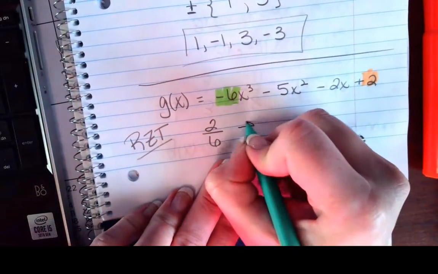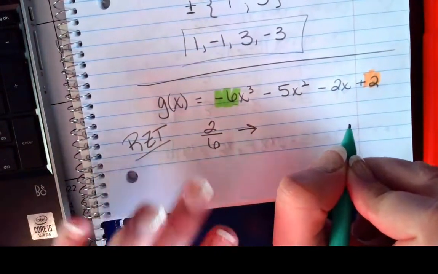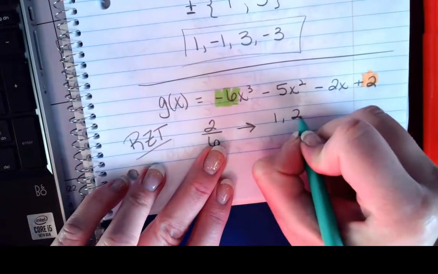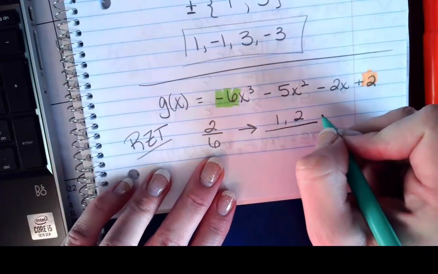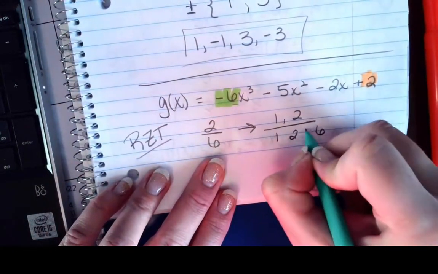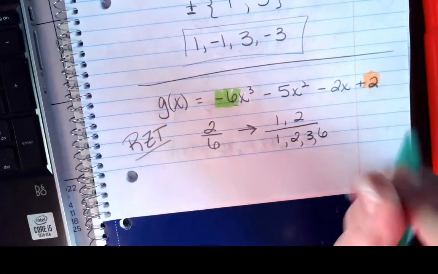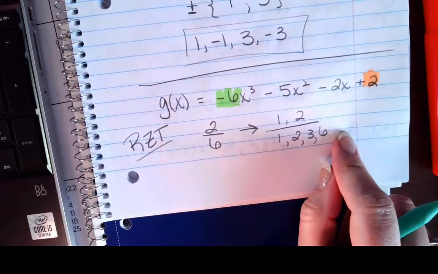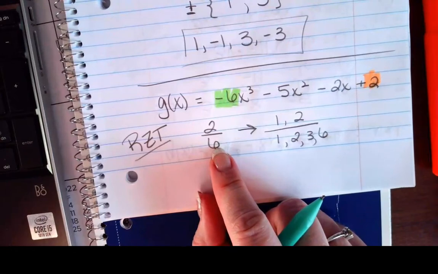So I need to find out all the numbers that I can multiply together to get a 2. So that's going to be 1 and 2. And what are my numbers to multiply together to get 6? Well, I can do 1 and 6 and 2 and 3. So those are my possibilities to multiply together to get a 6.